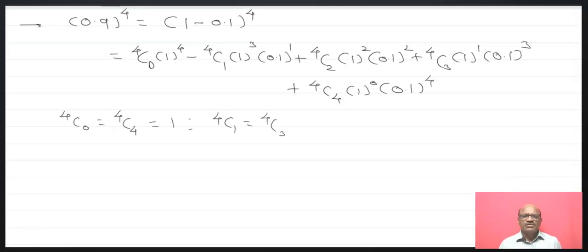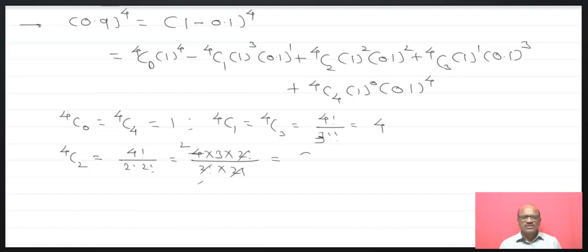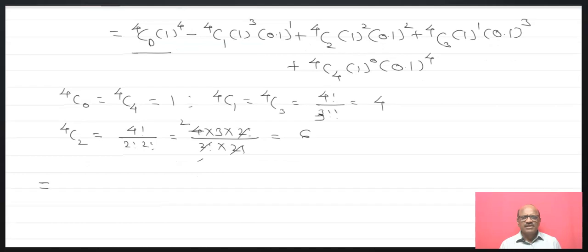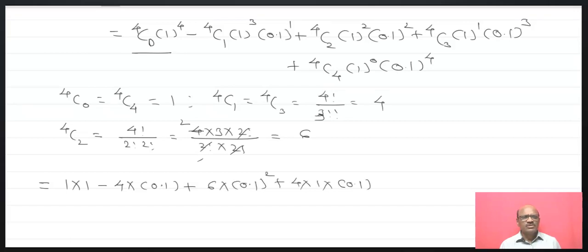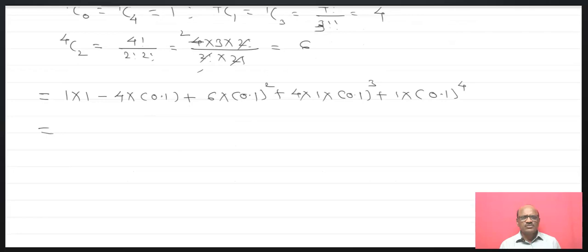Now the values: 4C0 and 4C4 are 1, 4C1 and 4C3 are equal to 4, and 4C2 is equal to 6. Now we'll substitute the values. The value of 4C0 is 1, 1 into 1. Next is 4C1, that is 4, 0.1 raised to 1. Next is 4C2, that is 6 into 0.1 bracket square, plus 4 into 0.1 bracket raised to 3. And last is 0.1 bracket raised to 4.